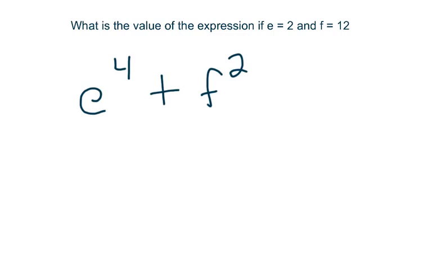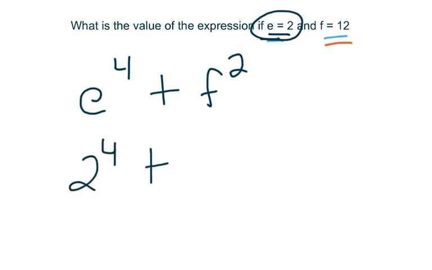Finally, we're going to look at this expression where we have two different variables. For this particular one, we know that e is 2 and f is 12. Every time you see an e, you're going to plug a 2 in, and every time you see an f, you're going to plug a 12 in. First up is e to the 4th power, and e is a 2, so we're going to go 2 to the 4th. Plus, we have the letter f, so that's going to be 12 to the 2nd.